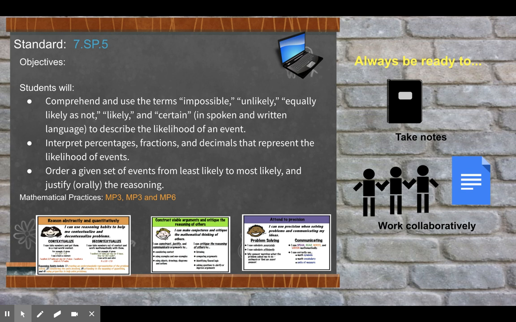Our mathematical practices for today are MP3, MP5, and MP6. We're going to reason abstractly and quantitatively, construct viable arguments, and critique the reasoning of others, and attend to precision. So once again, let's make sure that we're ready to take notes and work with our classmates. We'll pause the video here so that you guys can copy down your standard and your objective. All right, let's go ahead and move on to the next portion of our lesson.